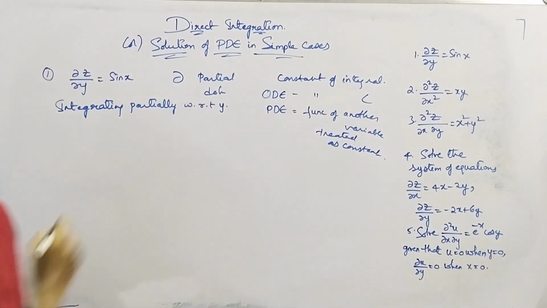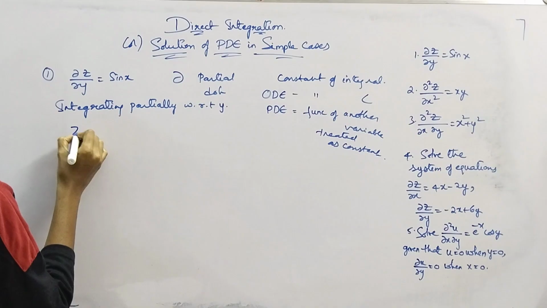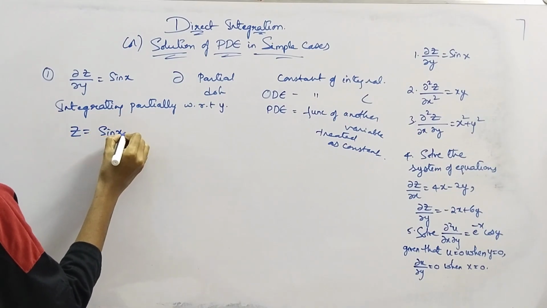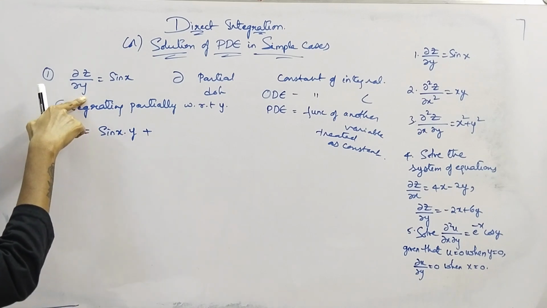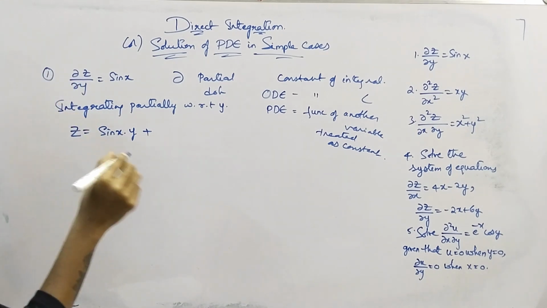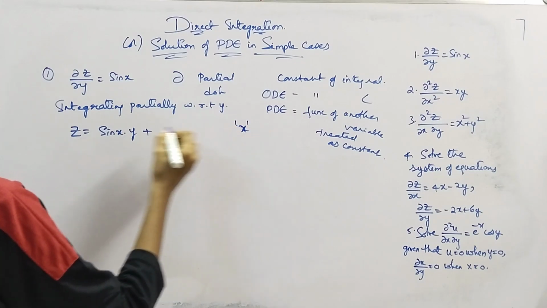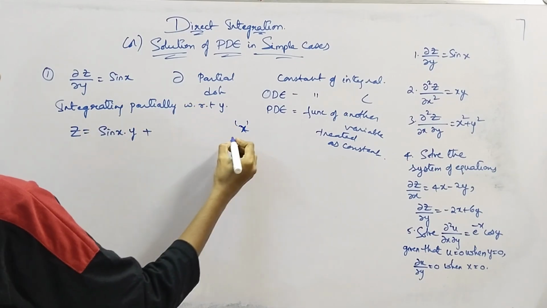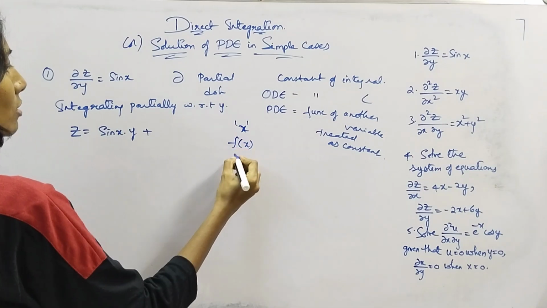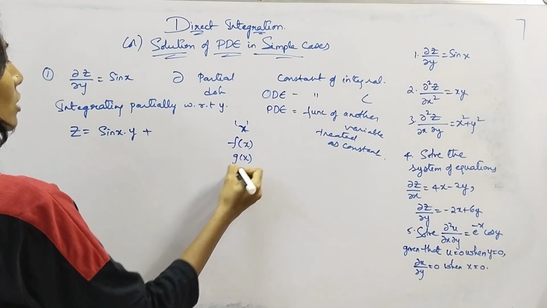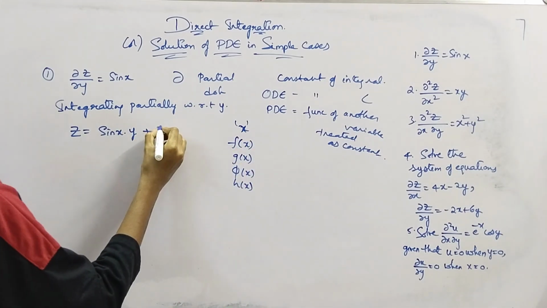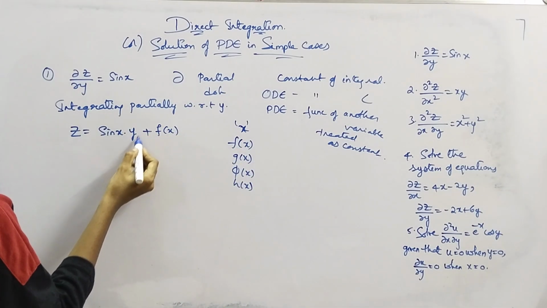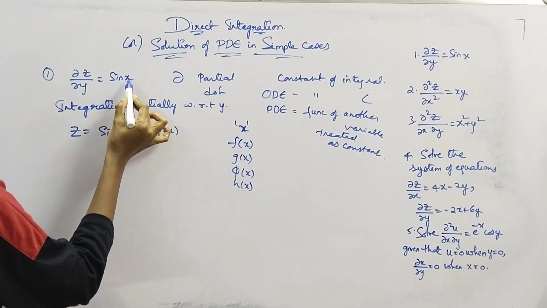Now partially integrate it with respect to y, and you'll get z = sin x · y + some constant of integration. Here we are partially integrating with respect to y, so we'll treat x as constant. So the constant of integration will be some function of x, say f(x), g(x), or phi(x), or h(x). You can take any of these. I'll take f(x). Now here we got y because we are treating x as constant.